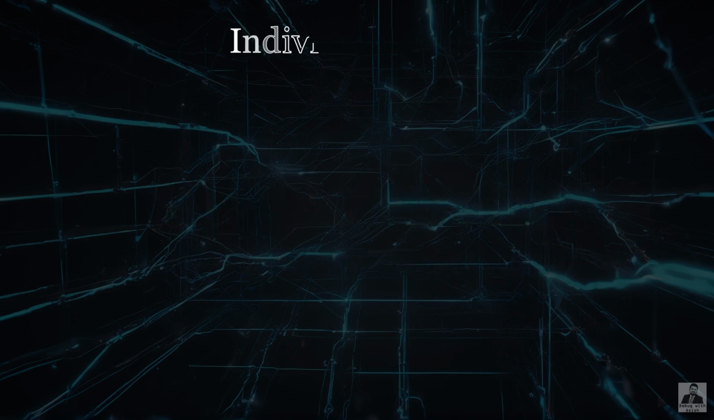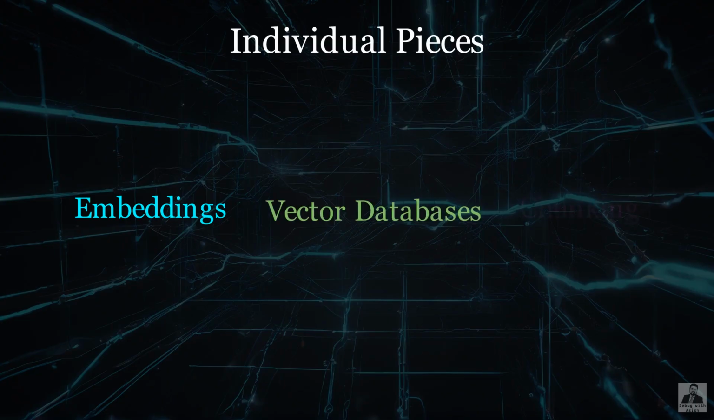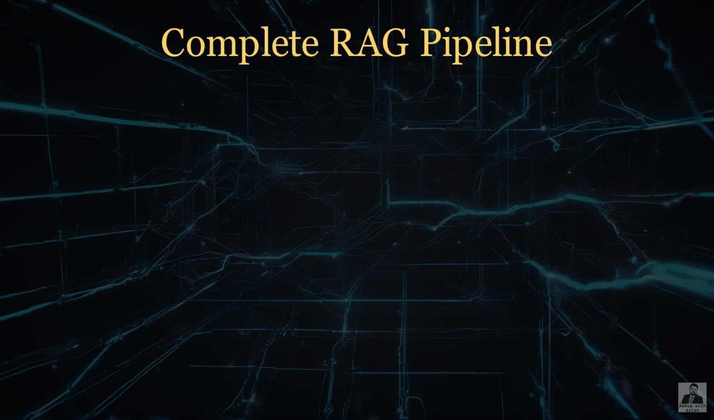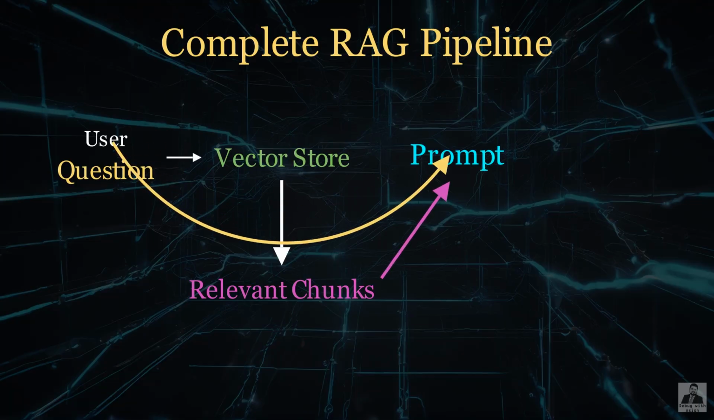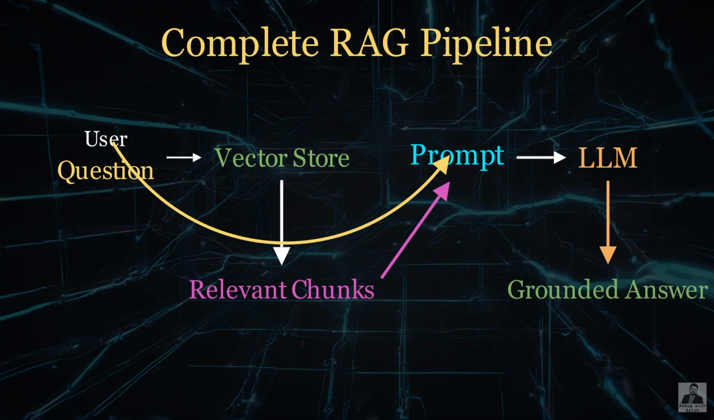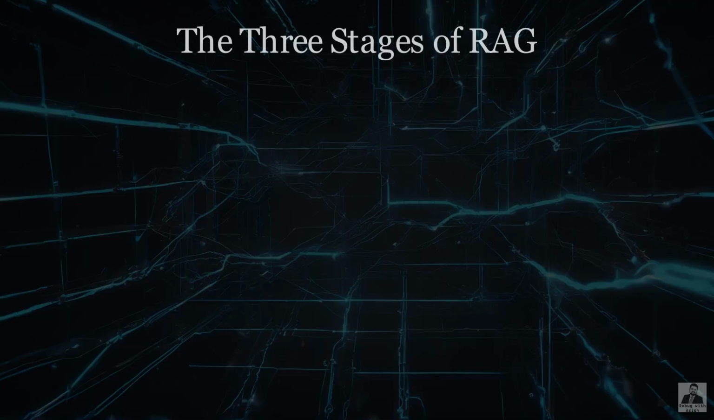Over the last 3 episodes, we built the individual pieces: embeddings, vector databases, and chunking. In this episode, we connect them all and build a complete RAG pipeline. A user asks a question. We retrieve the most relevant chunks from our vector store. We inject those chunks into a prompt, and the language model generates an answer that is grounded in our actual document. Every RAG system has 3 stages.